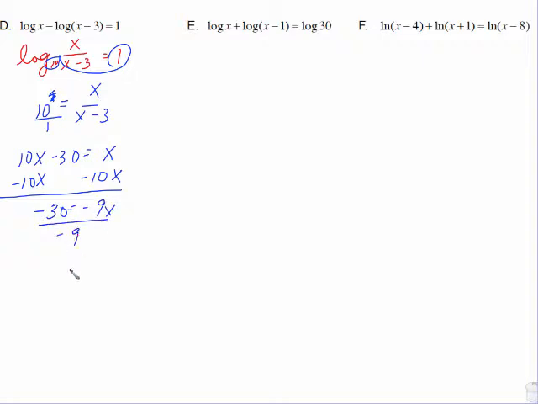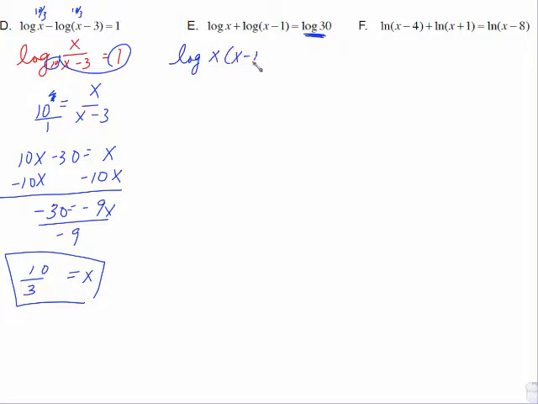Divide both sides by negative 9 and simplify that out to 10 thirds, which if you plug it back in here, log of 10 thirds is okay. And if I do 10 thirds minus 3 inside the parentheses, I'm still left with a positive number, so I'm okay. Notice here we're going to have to use the properties, but also on this side we have log of something. So when we get to the end, it's going to be a little bit different. But on the left side, this will be log of x times x minus 1 equals log of 30.